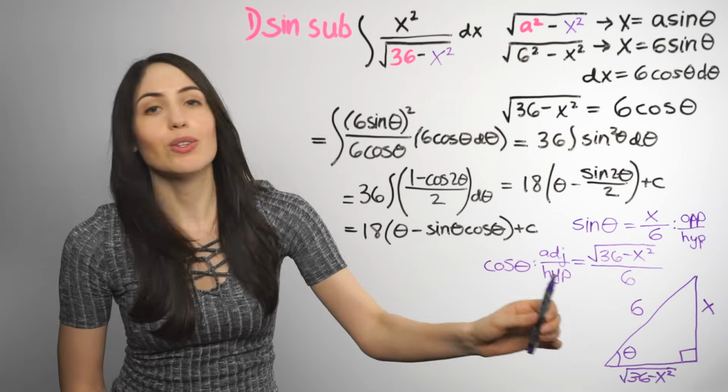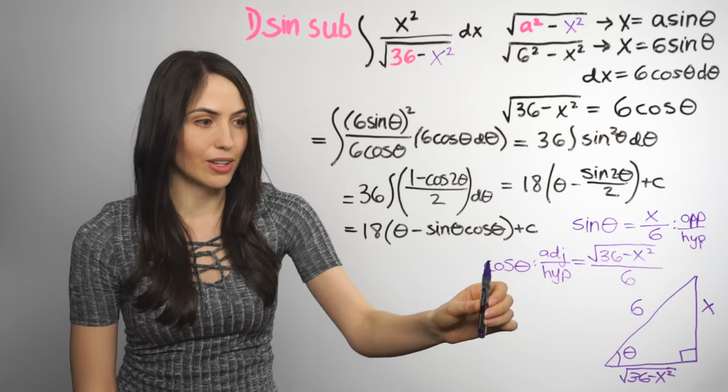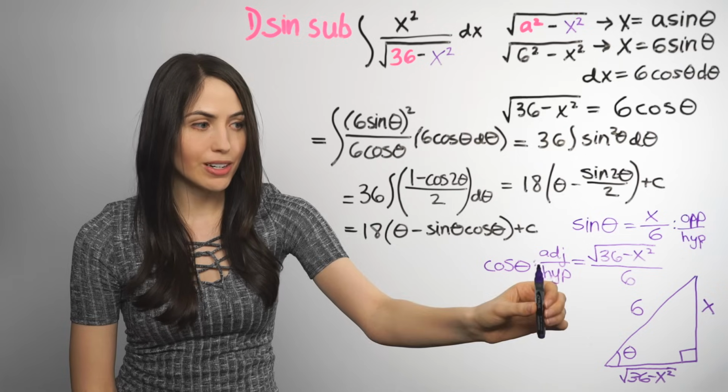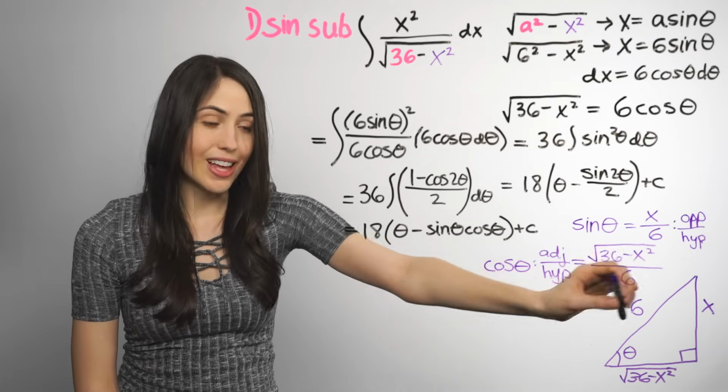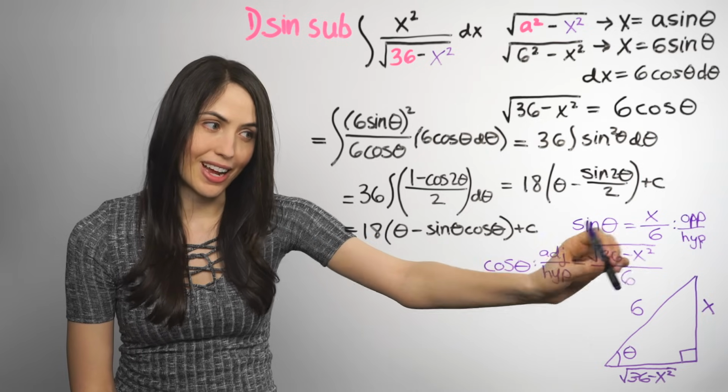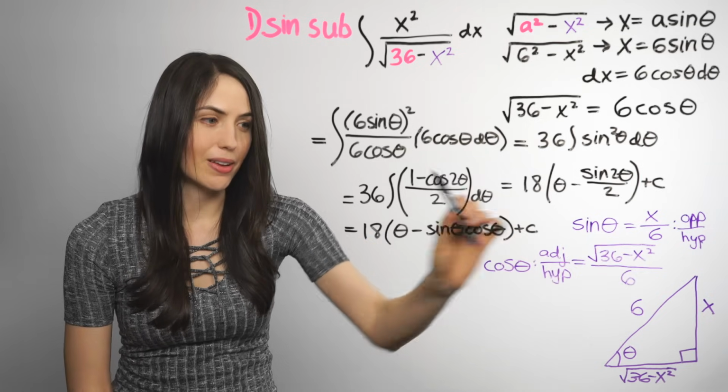Now that we have all the sides, you can get any trig function that you want, like cosine is adjacent over hypotenuse, so it will be this root over 6. So that's our cosine that we can plug in. It's an x expression for cosine. We can plug in for that.